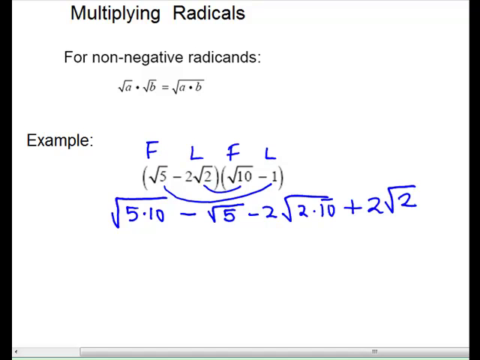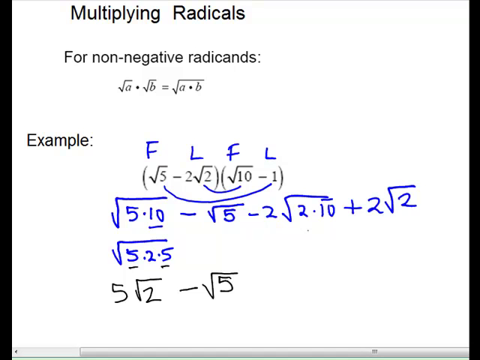Now let's see what all will simplify. On the first one, the 10 we can break down to 2 times 5. And we can take 1 5 to the outside for that group. So 5 times the square root of 2. We have square root of 5. That one's not going to simplify.